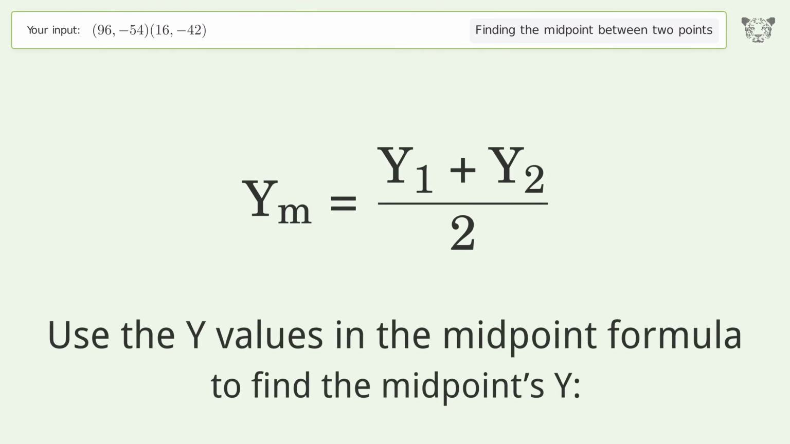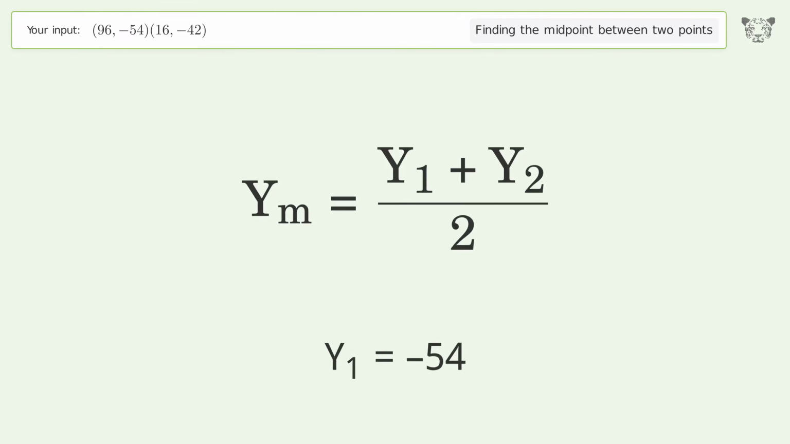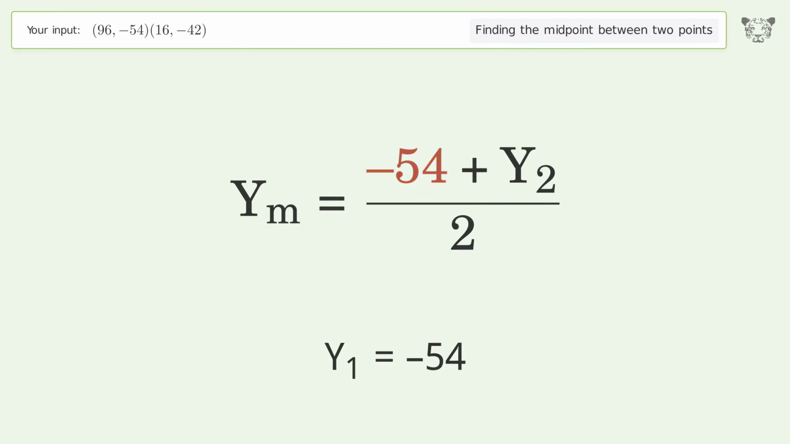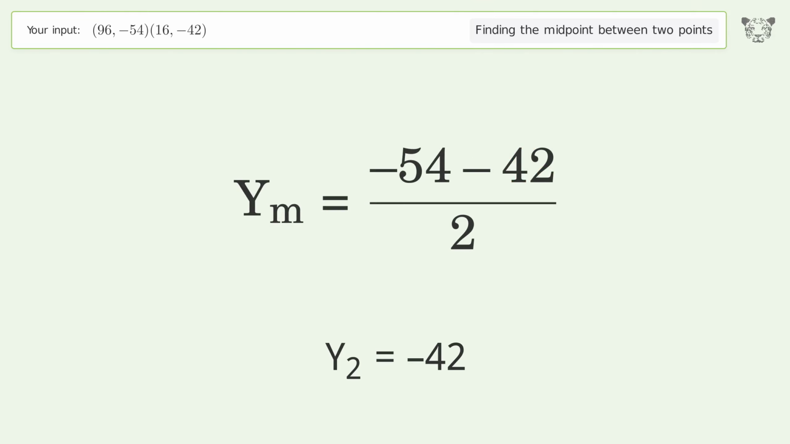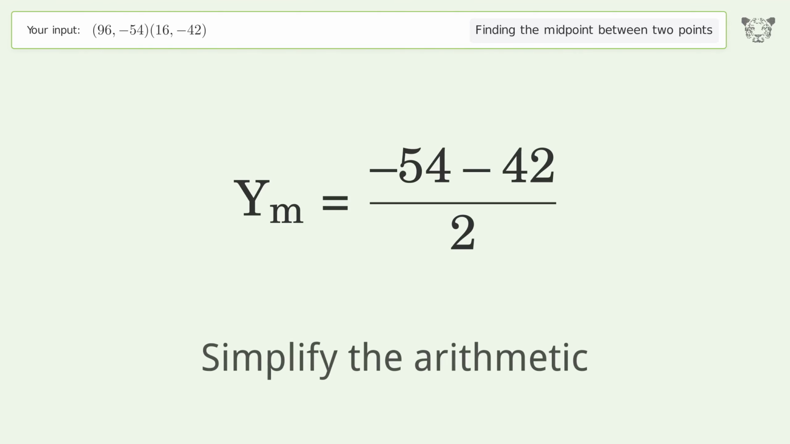Use the y values in the midpoint formula to find the midpoint's y. y1 equals negative 54. y2 equals negative 42. Simplify the arithmetic.